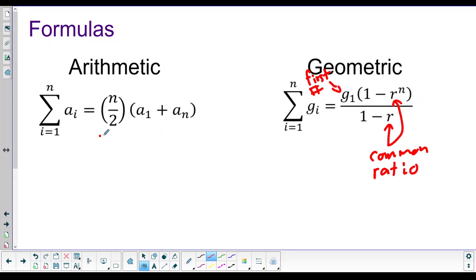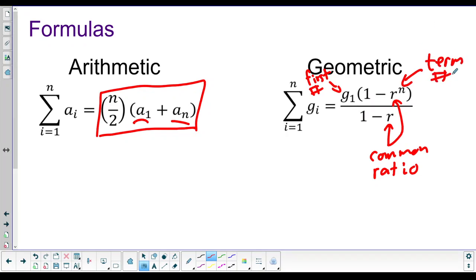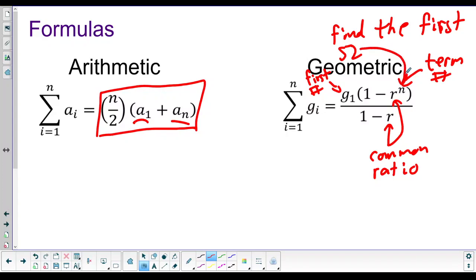Isn't it interesting that D, your common difference, doesn't show up here? It doesn't matter what you're adding here, as long as you know the first one and the last one. Curious. And then N, of course, is your term number. This is whichever term you end on. So if I say find the first 52 numbers, then N is 52. It's not the value of the 51st number. It's not GN. It's not whatever that number is. It's how many numbers you're adding together.